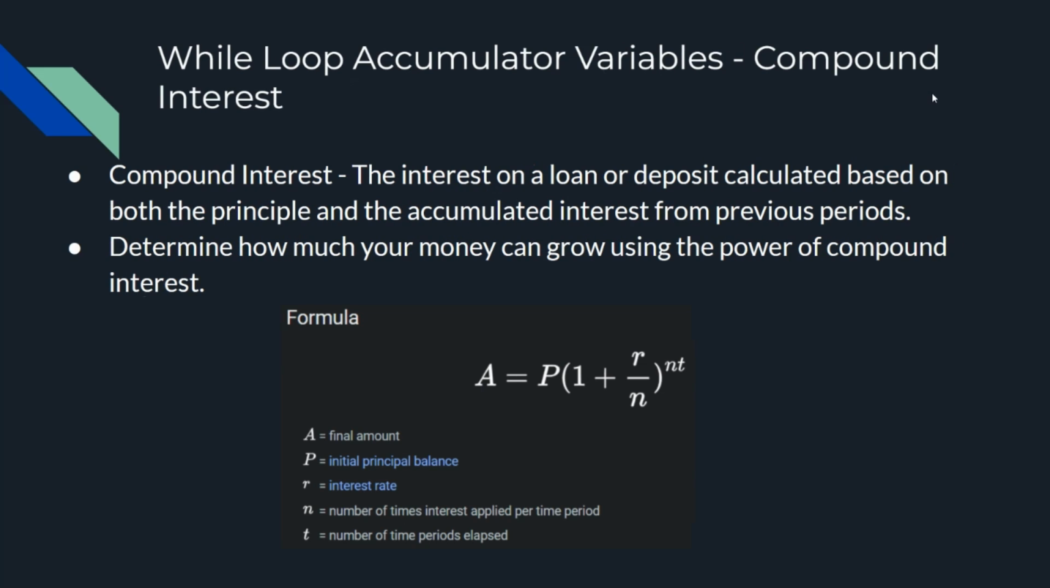The goal of this program is to determine how much your money can grow using the power of compound interest. Compound interest, also known as compounding interest, is the interest on a loan or deposit calculated based on both the initial principal and the accumulated interest from previous periods. The rate at which compound interest accrues depends on the frequency of compounding. The higher the number of compounding periods, the greater the compound interest.